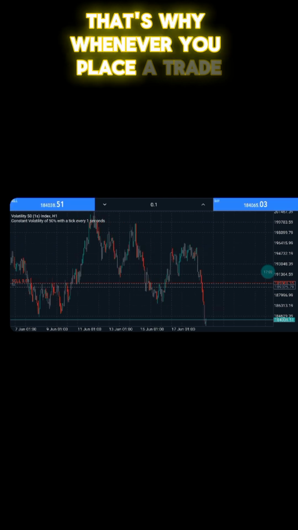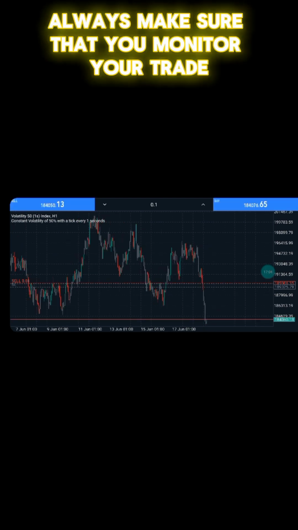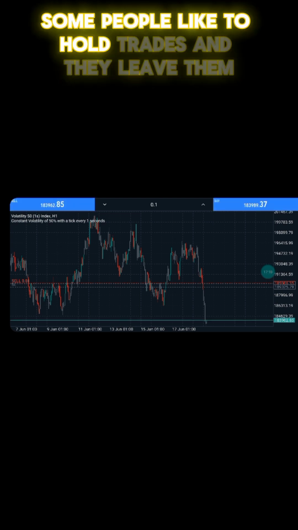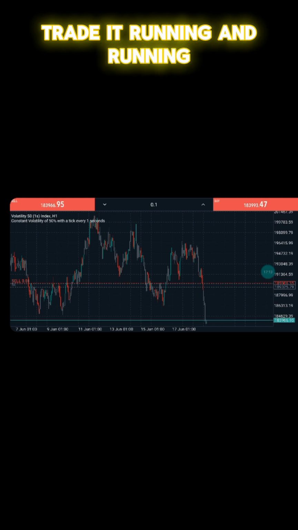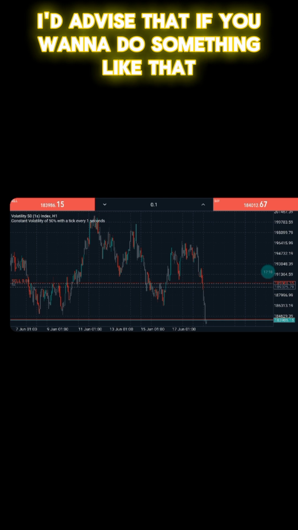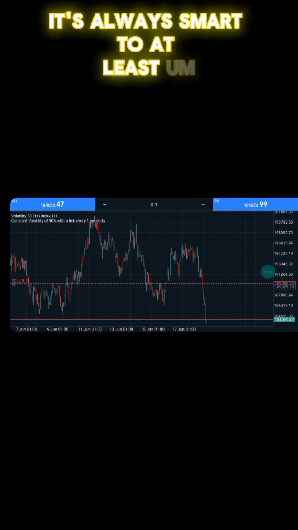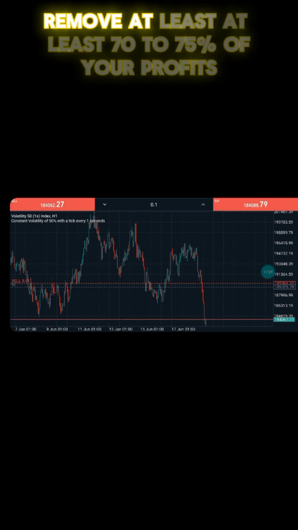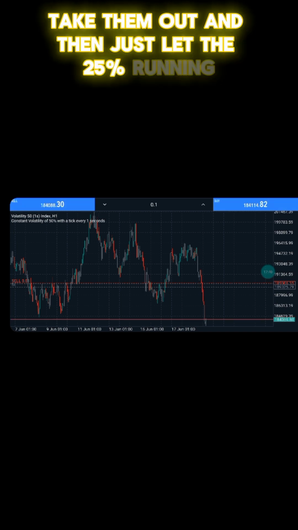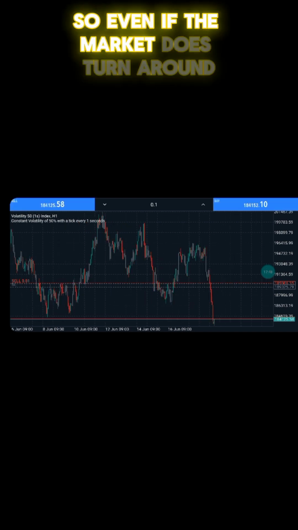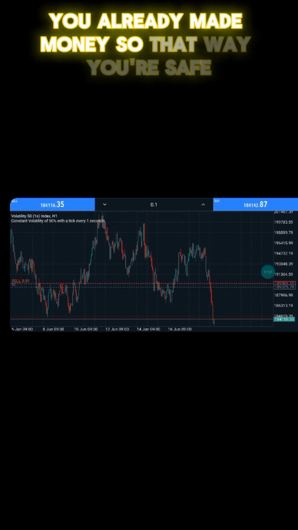That's why whenever you place a trade, always make sure that you monitor your trade. Always make sure that you look at it, you check it, and don't just leave it. Some people like to hold trades and leave them running, which is cool. It does work, but if you want to do something like that, it's always smart to at least lock in your profits, like you saw how I did it, or remove at least 70 to 75% of your profits. Then just let the 25% run. By doing that, you're basically running risk-free. So even if the market turns around and hits your stop loss, you already made money. That way you're safe.